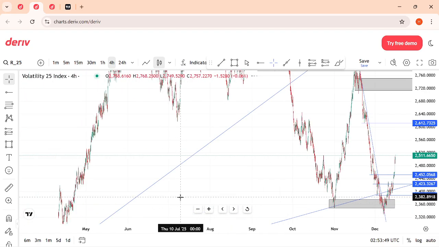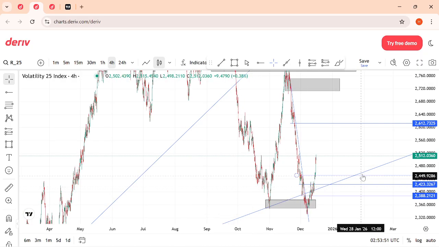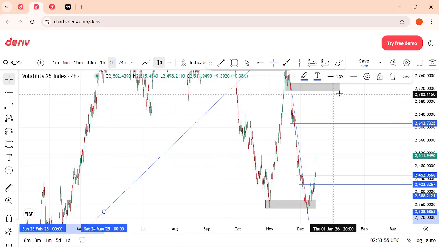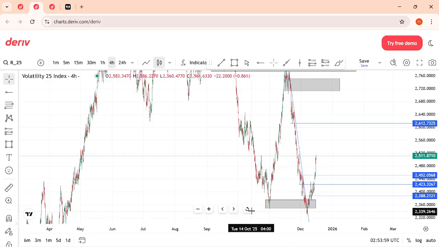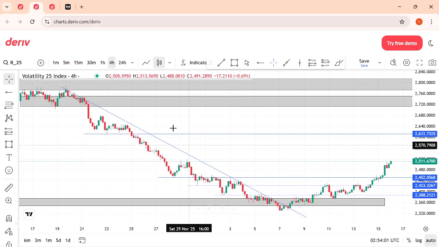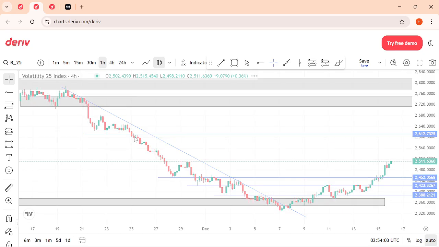So we have this wave. These are the major trend lines. This one and the other one, I'll be removing them because we've understood what we want to understand from them. So now let's go to the 1 hour time frame.